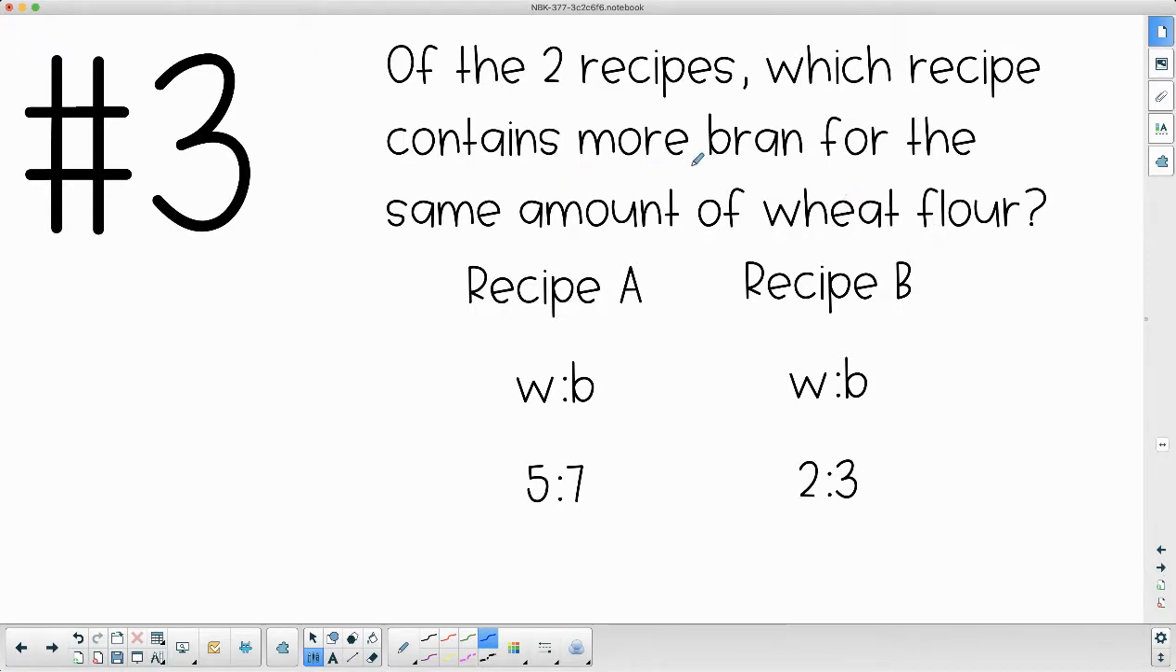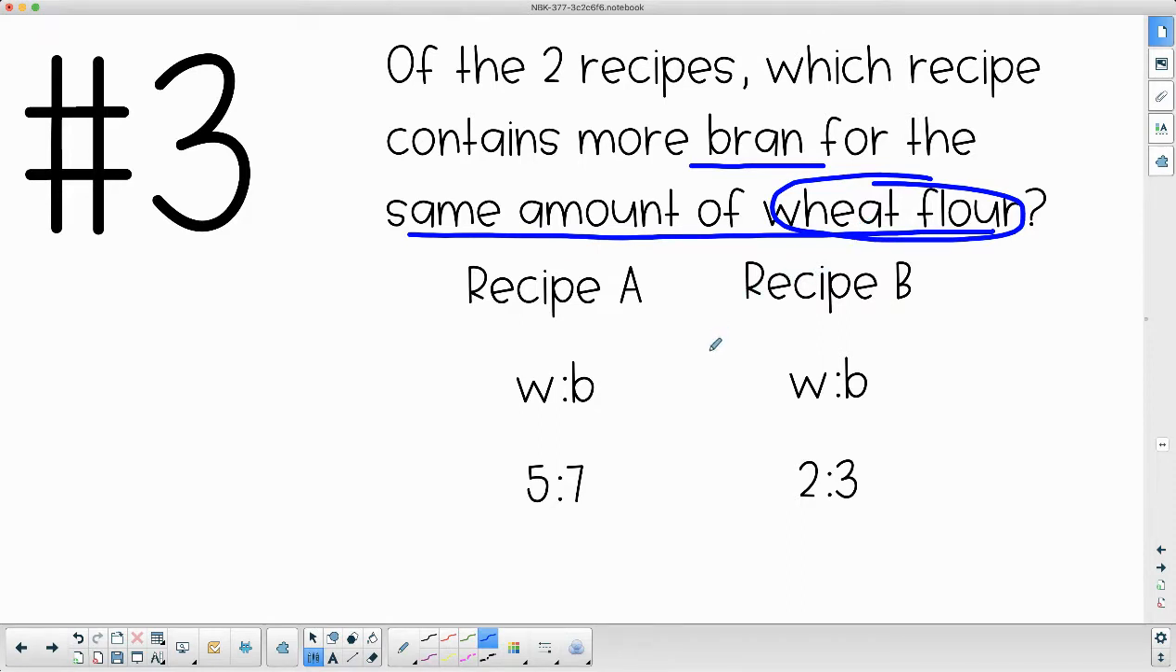Which recipe contains more bran if they have the same amount of wheat flour? So in recipe A, the wheat to bran was 5 to 7. In recipe B, wheat to bran was 2 to 3. So we need to make the wheat be the same. One easy way to do that is just to multiply the wheat and create a common factor or a common multiple. So 2 times 5 is 10.